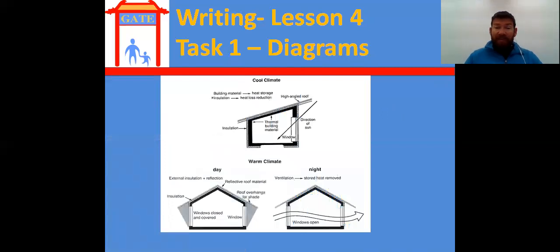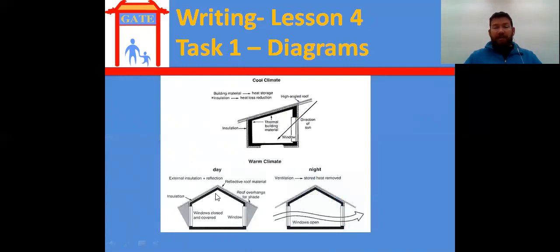Okay. For this diagram, again, this is a fairly easy one to describe the main features because we're looking at the really obvious differences between warm and cool climate housing. And pretty much every student I've ever asked will say, they're a different shape. Particularly the roof is a different shape.